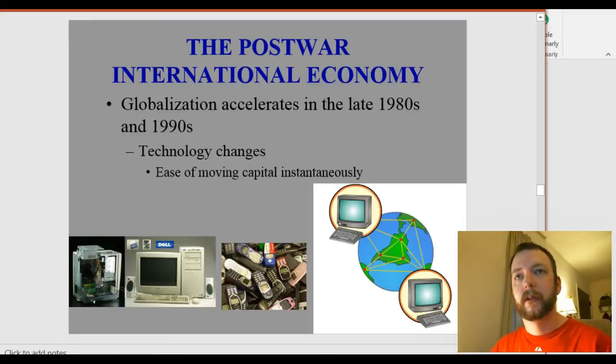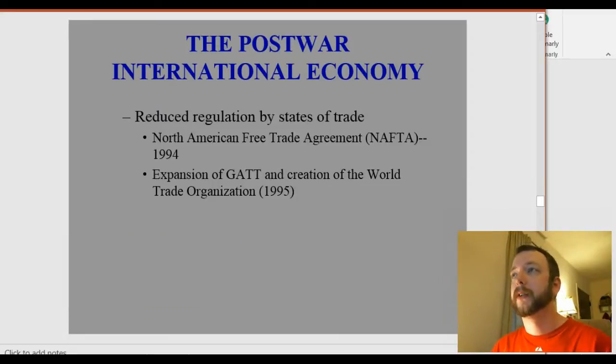We also have this reduced regulation by states of trade. And what we're talking about here is making trade easier across borders.